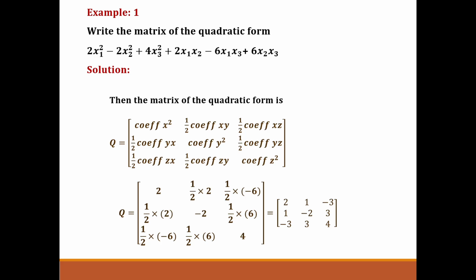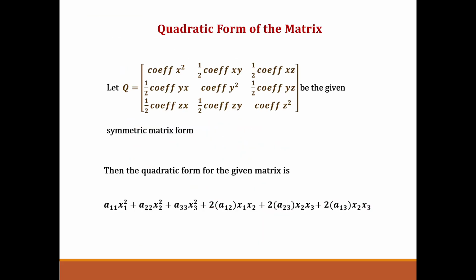That is, 2x1 squared minus 2x2 squared plus 4x3 squared plus 2x1 x2 minus 6x1 x3 plus 6x2 x3 is the given quadratic form. Now we are going to use the above mentioned formula. Then finally we get the 3 cross 3 matrix: 2, 1, minus 3; 1, minus 2, 3; minus 3, 3 and 4. Next one is the quadratic form of the matrix.